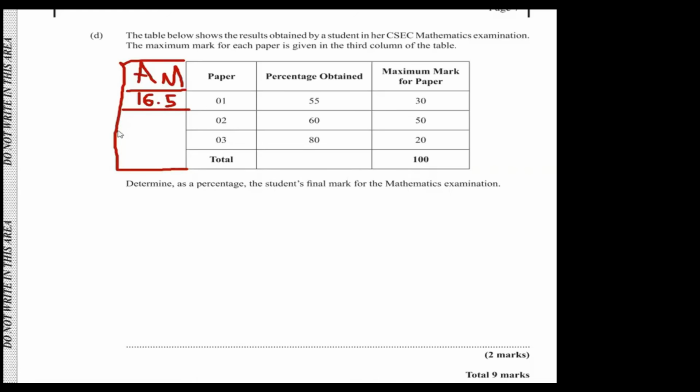All right. Now for her Paper 2, she obtained 60% of 50. To get 60% of 50, that's 0.6 times 50. And so she obtained 30 marks out of 50. And for her SBA, she got 80% of 20. And so she got 16 out of 20 for her SBA. So you add these up now, and the total is how many marks she gets out of 100. So she gets 16.5 plus 30 plus 16. That's 62.5. So she's barely passing.